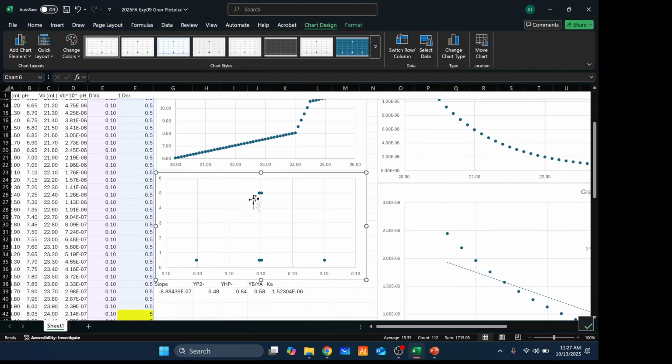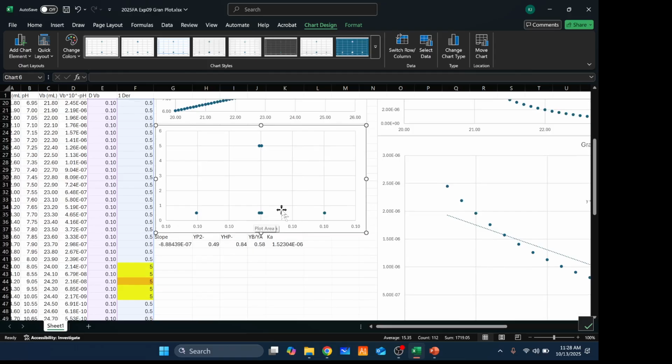I've charted it for you, and you can see that right there is your highest peak, i.e. the largest derivative, i.e. that's your equivalence point. So that's how you figure out equivalence points. You take that equivalence point.